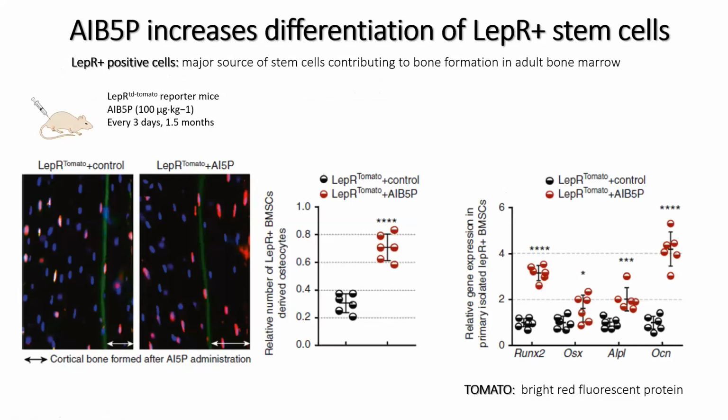So next they did some in vivo experiments and they used LEPR positive cells, which are a major source of stem cells which contribute to bone formation in adult bone marrow. They administered AIB5P every 3 days for 1.5 months, and you can see the greater distance here is an increase in cortical bone formation. There's also a greater signal from the red fluorescence here, which is due to the newly formed osteocytes from the LEPR positive mesenchymal stem cells after the administration of the peptide that they produced.